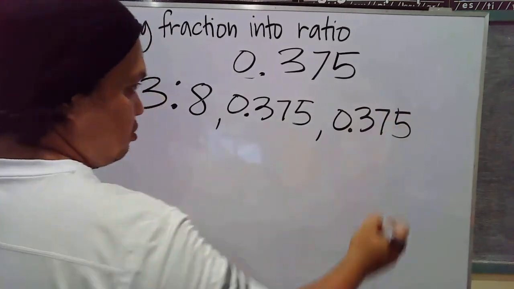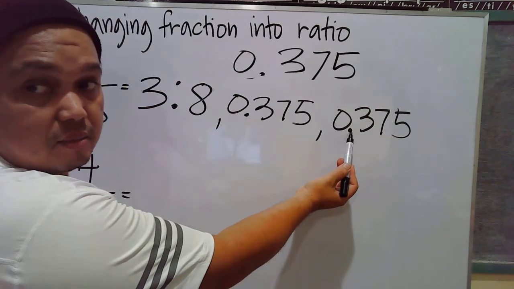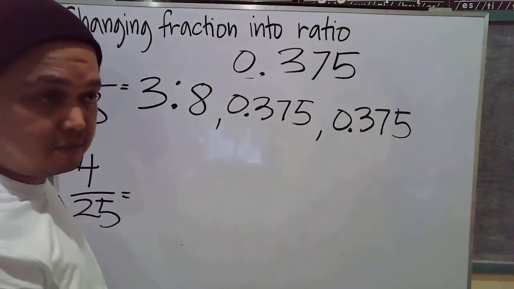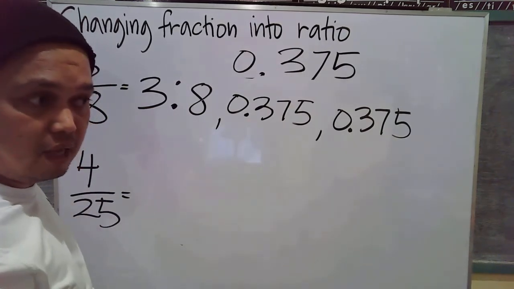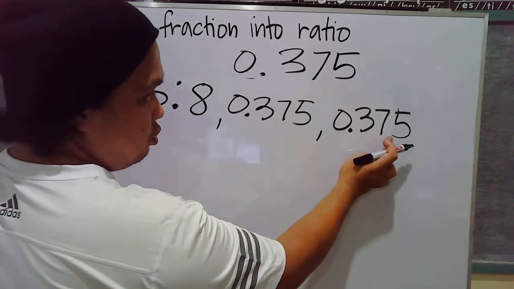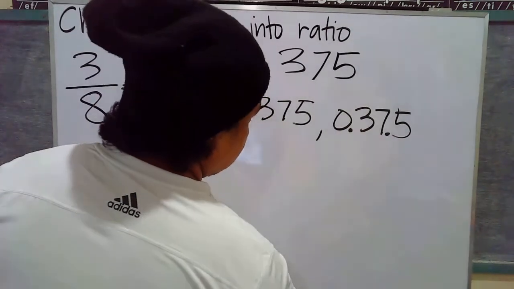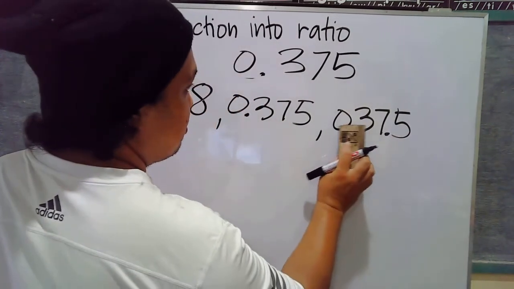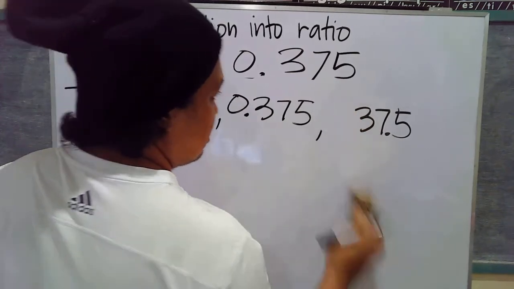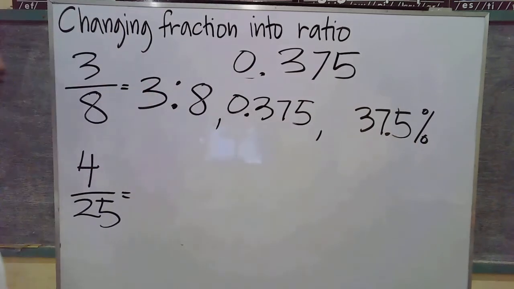0.375. Now, to change it to percent, just move the decimal point 2 steps to the right and put the percent symbol. So, 2 steps, 1, 2. So the point is between 7 and 5. Remove this and change into percent. It becomes 37.5%. Okay?